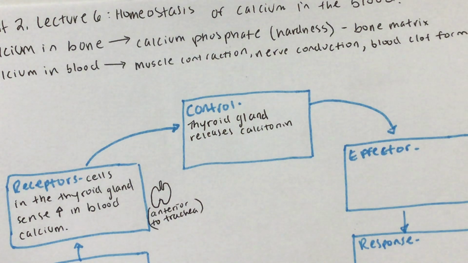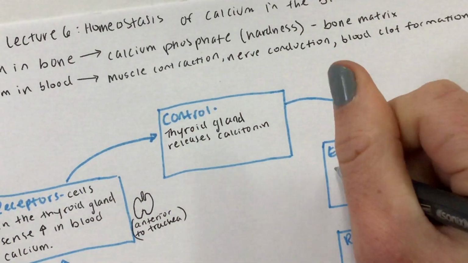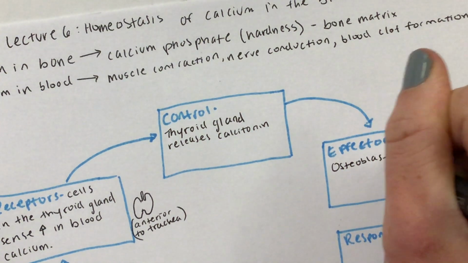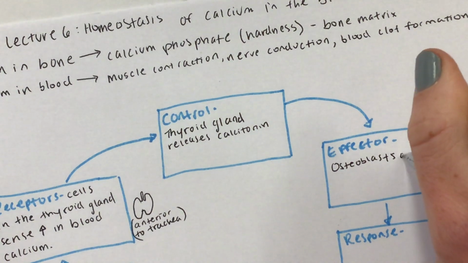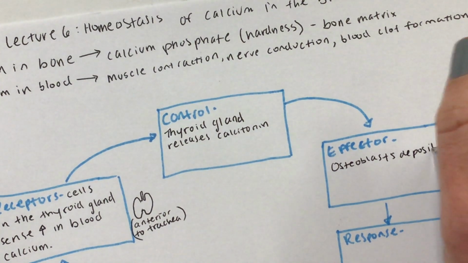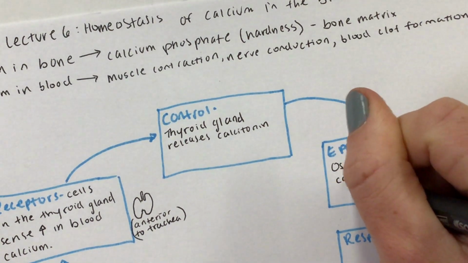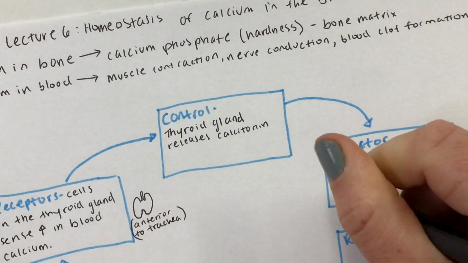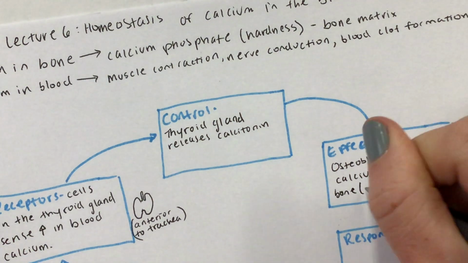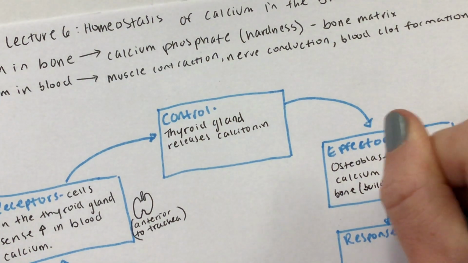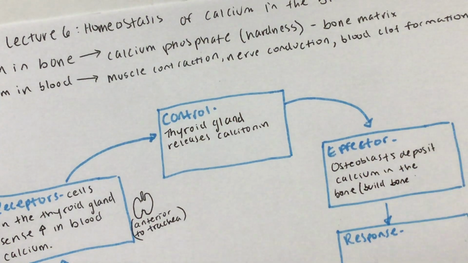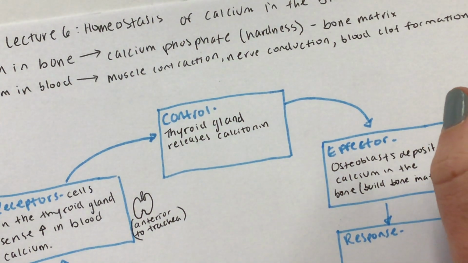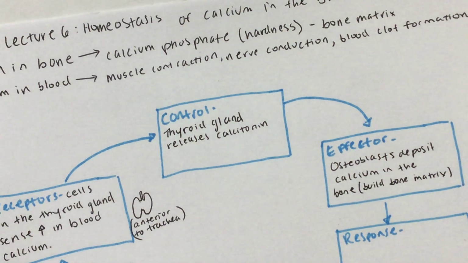Now this calcitonin is going to travel through the blood from the thyroid gland to the bones, and it's going to tell the effector, which is osteoblasts, to deposit calcium in the bone. In other words, it's saying build bone matrix. And we know that our osteoblasts are our bone builders. Okay.